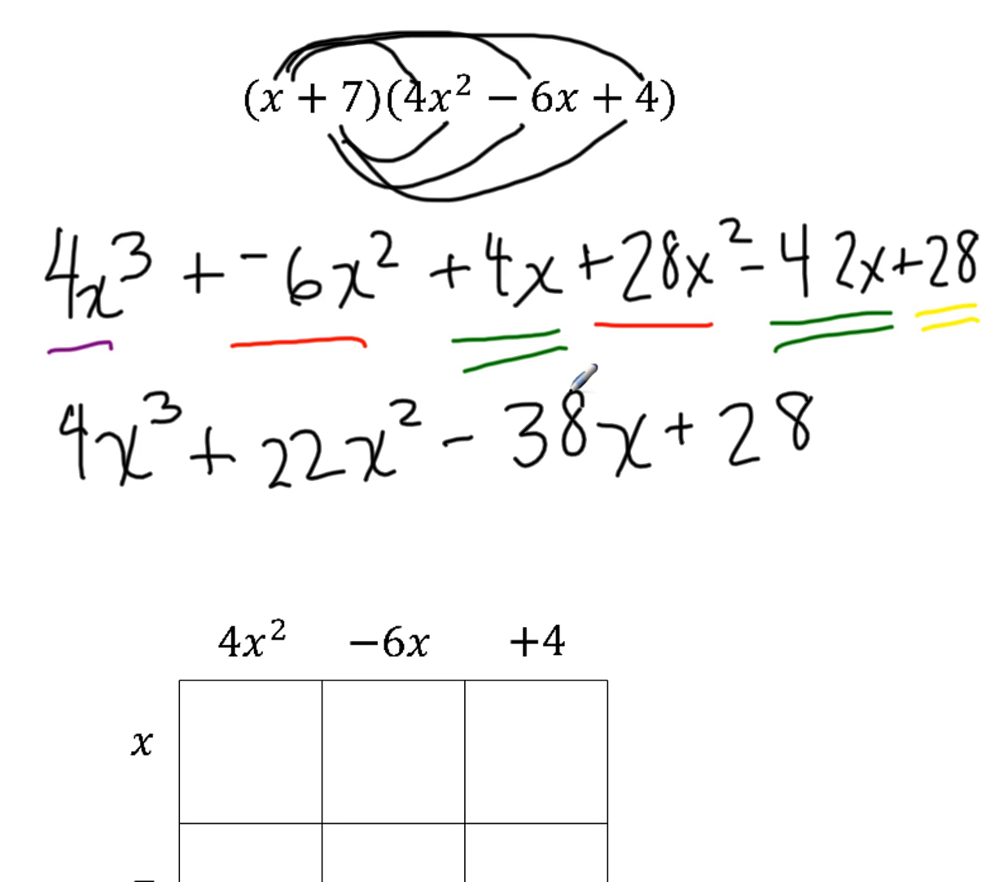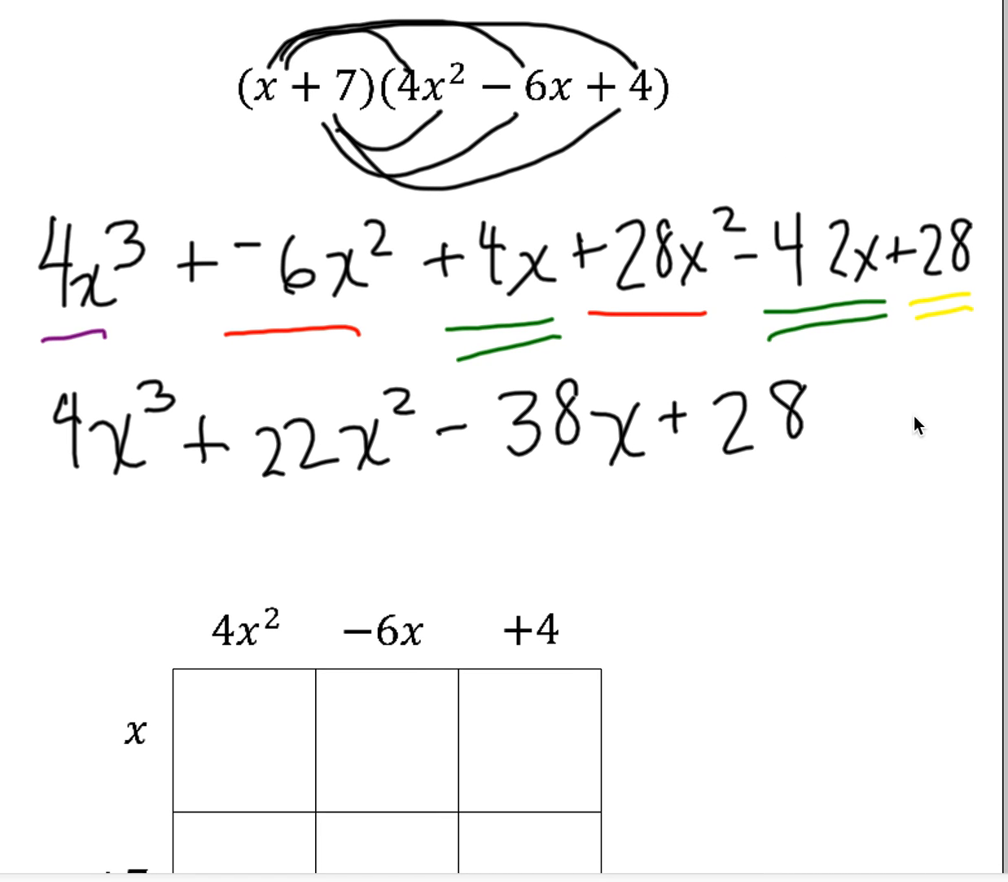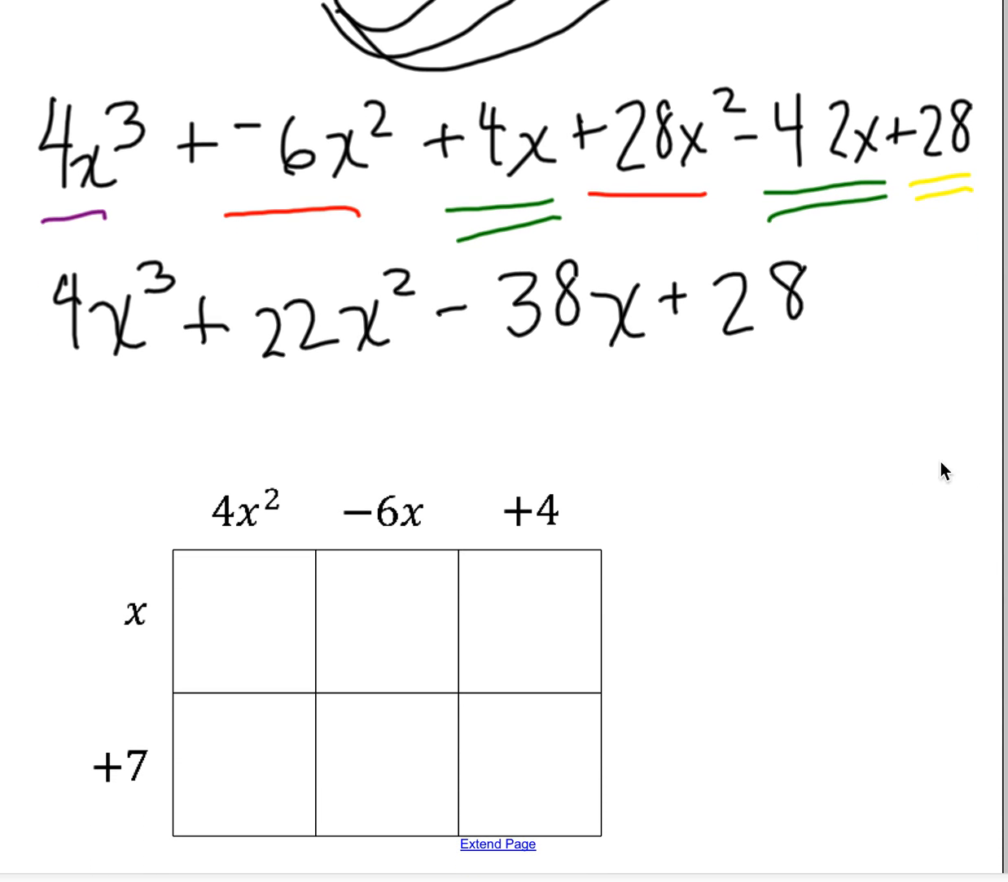So now if I look at this sheet and I have to extend my page a bit. You can use the box method, which actually I think makes a little bit more sense in this case because you don't lose terms as much. It's very easy to make mistakes when you just use the distributive method there. So here I have 4x squared minus 6x plus 4, and then on the side I have x plus 7. Now if I multiply these two, I get 4x to the third. I multiply these two, I get negative 6x squared. I multiply these two, I get 4x.